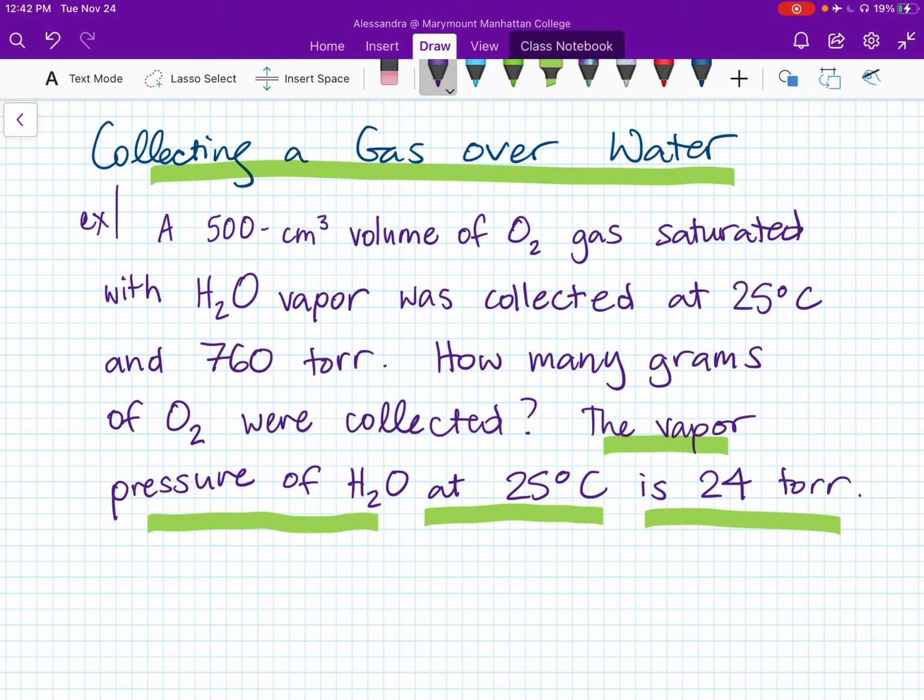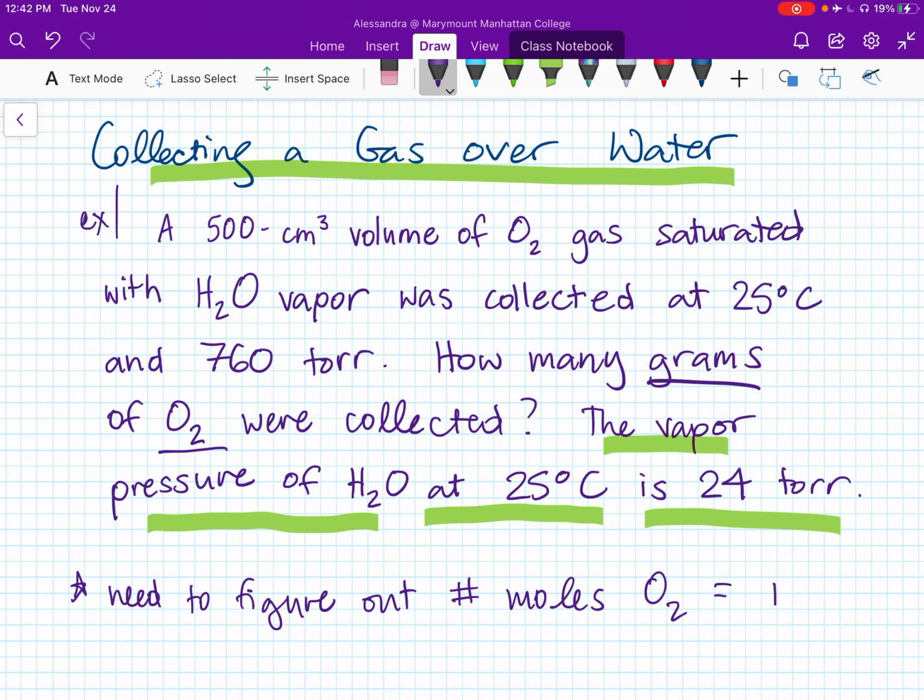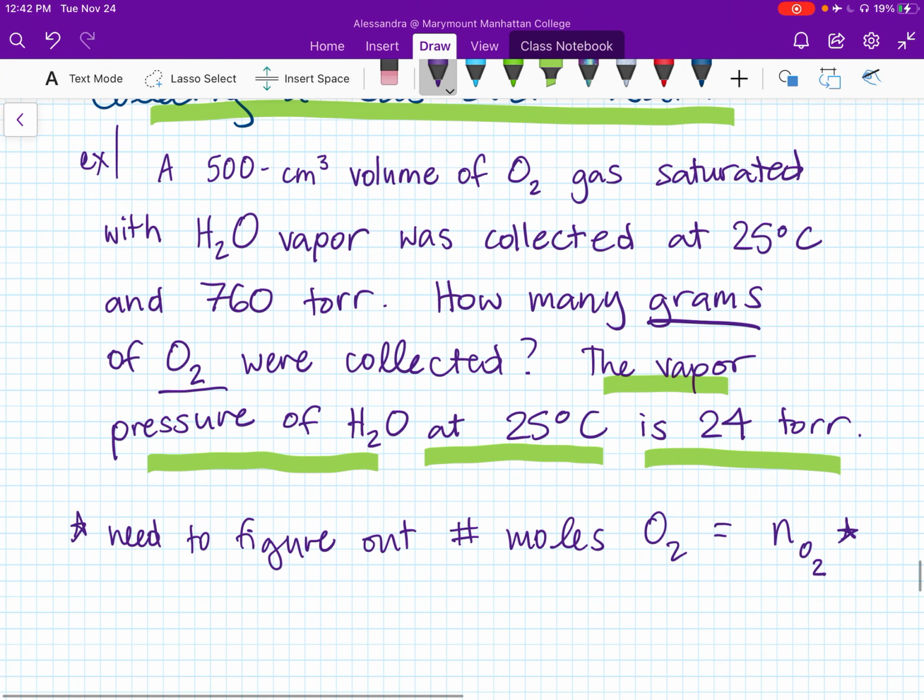We need to figure out how many grams of oxygen were collected. So that should be a pretty good clue that what you need to go for in this problem is the number of moles of the oxygen. The number of moles of oxygen, of course, is going to be n of O2, and we can get that using the ideal gas law. However, we're dealing with a mixture. We have both oxygen and water in this mixture.